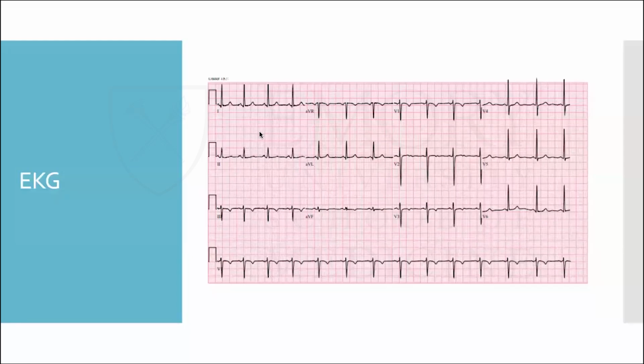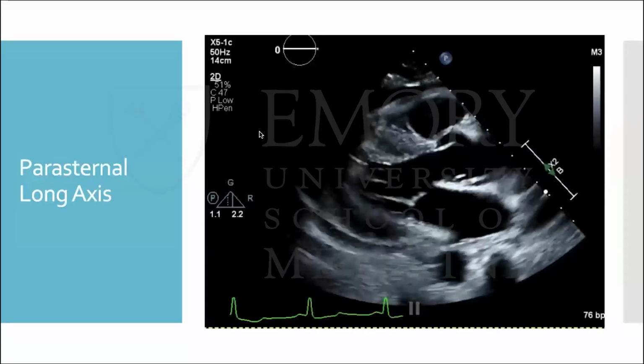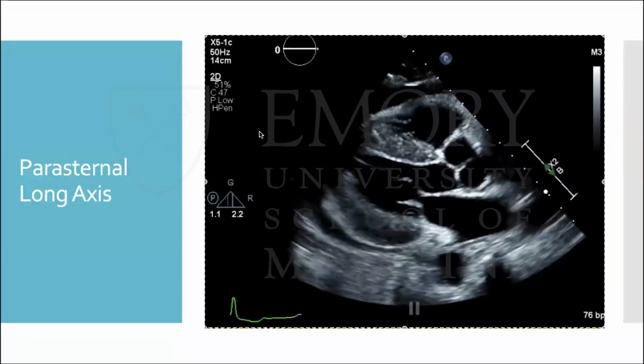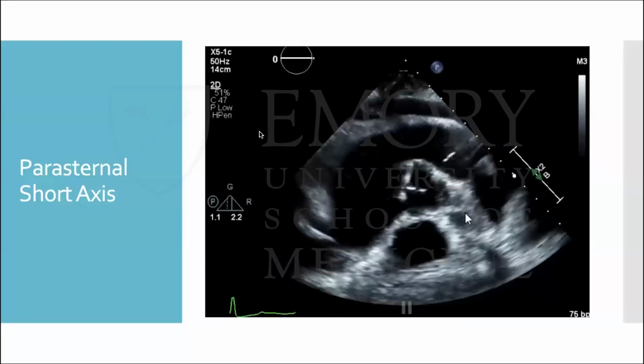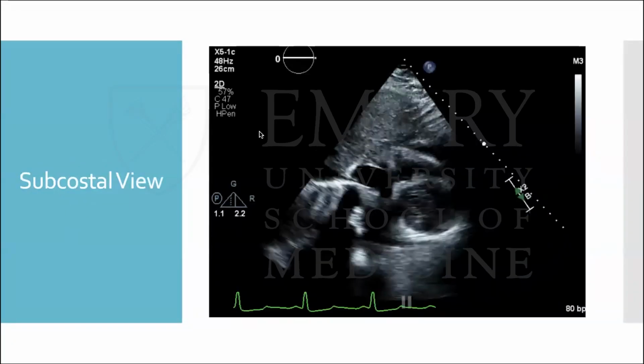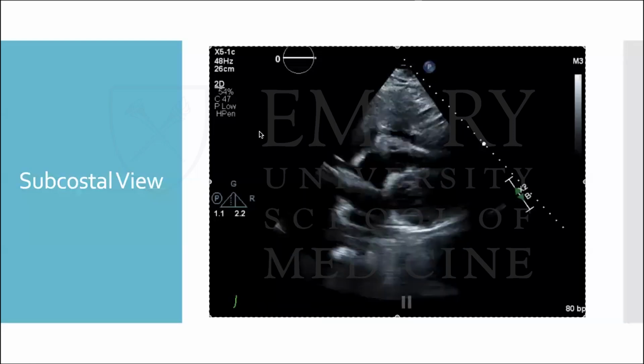Now for the interesting images, the stat echo revealed this. This was the parasternal long view, and as you can see here, there was a moderate-sized effusion with some diastolic collapse of the right ventricle. This is also demonstrated in the parasternal short axis view at the level of the aortic valve. And then you could really see it here in the subcostal view, where there's a moderate-sized pericardial effusion that is more prominent at the apex, and there's some diastolic collapse of the right ventricle.